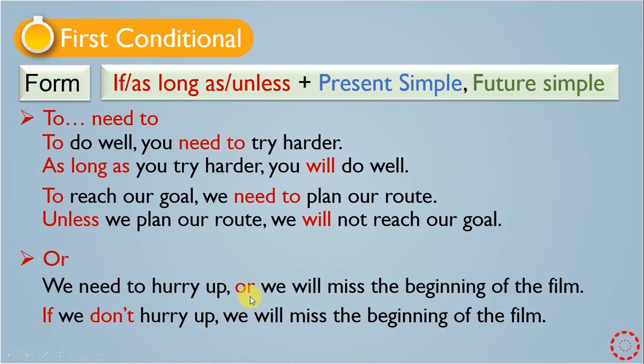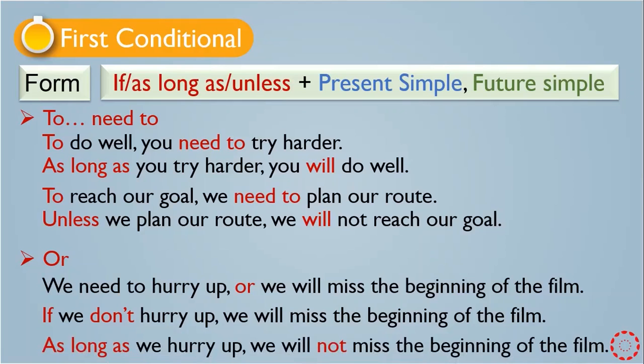I mean, when we change or to if, the sentence followed by if, I mean the present simple one, should be in the negative form. And here is an example for as long as: as long as we hurry up, we will not miss the beginning of the film. As we said in the previous slide, with as long as, the sentence that follows should be the positive one, and then the second one can be negative or positive. Here we have the negative one. We will, I mean future simple in negative form, we will not miss the beginning of the film.